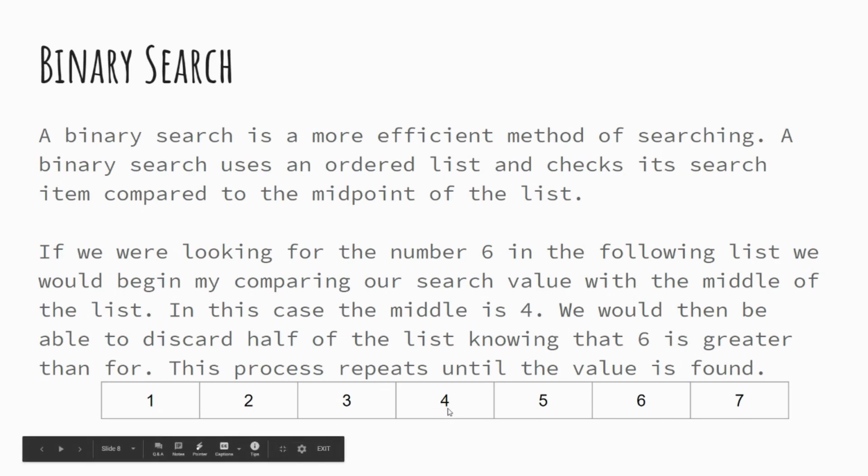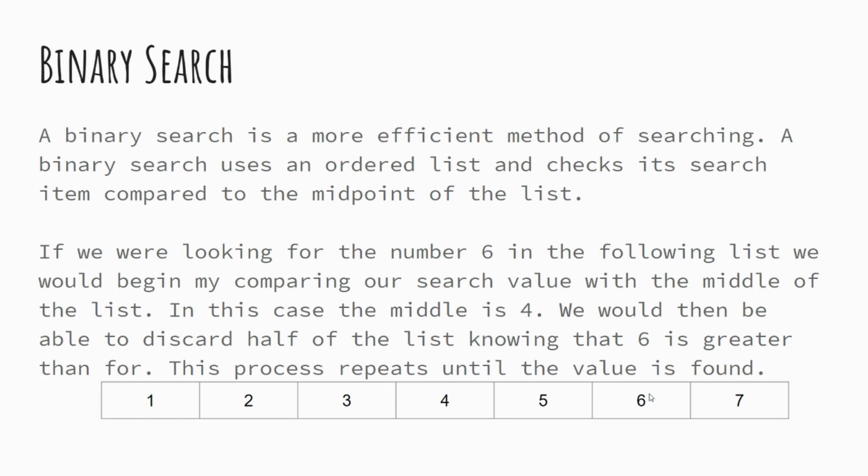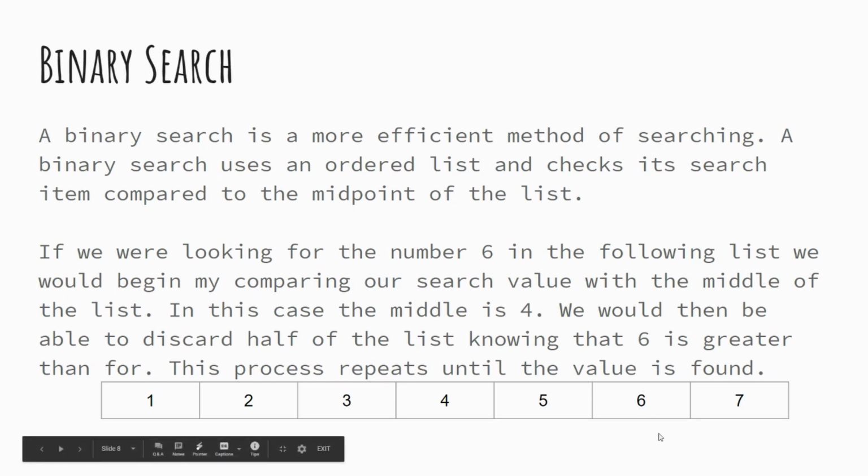Now, 6 being greater than 4, I immediately know that I don't need the number 4, and I also don't need anything less than 4. So I can completely disregard everything to the left of the number 4, including the number 4, which then just leaves me with 5, 6, and 7. And I repeat the process again, where I find the midpoint of my list, in this case 6, at which point I've found my value. And I would keep repeating that for whatever size the list is. And I'll show you some examples of these in practice as well.